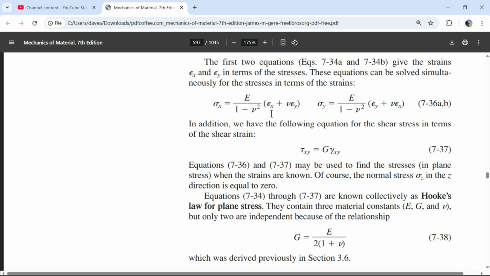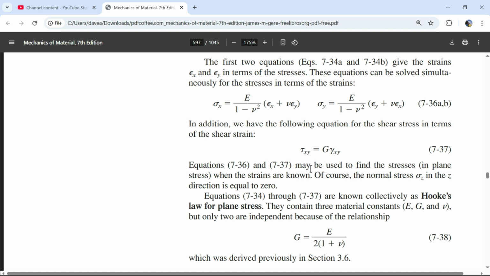So if I know my strain in the x, strain in the y, and shear strain along the xy plane, which is the change in angle of the element in the xy plane, making it a diamond shape. If I know those three terms, then I can know all the stresses. Sorry, not principal, just the initial stresses, sigma x, sigma y, and the shear stress xy.